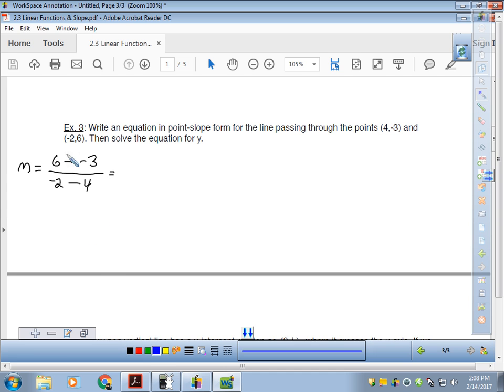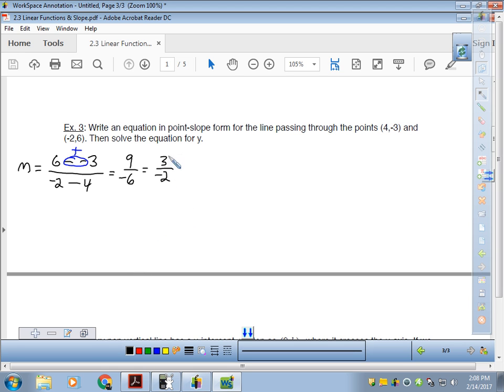On top, we do have minus a negative, so that's really a plus. 6 plus 3 is 9. On bottom, negative 2 minus 4 is negative 6. This does simplify because they're both divisible by 3. So this can become 3 over negative 2. So there's our slope.